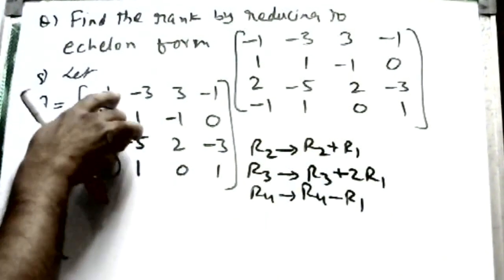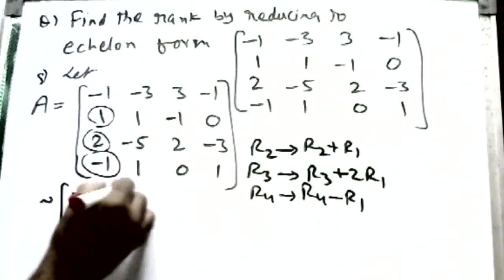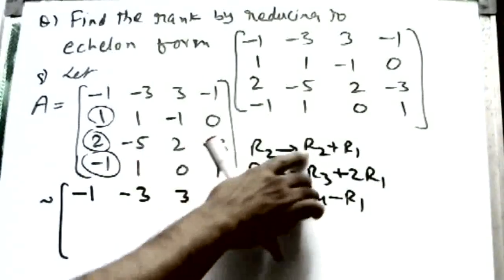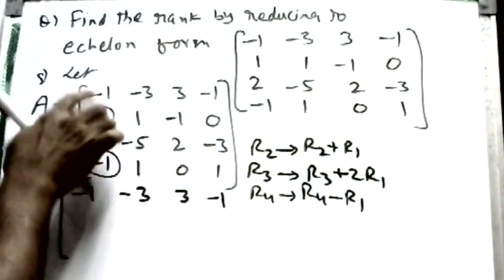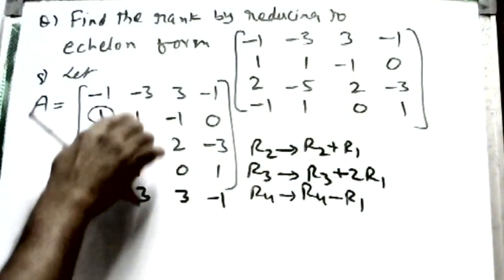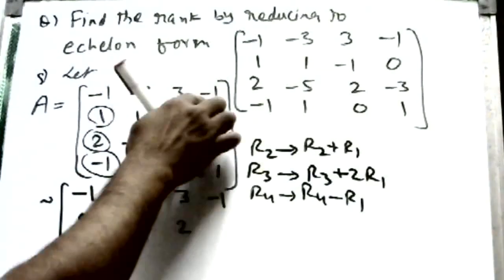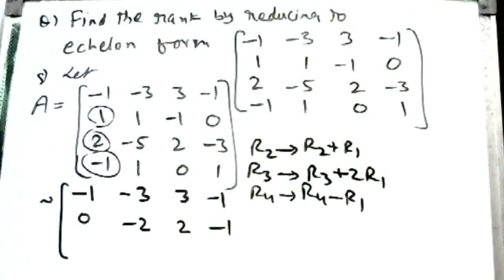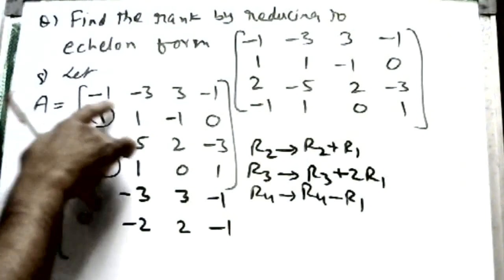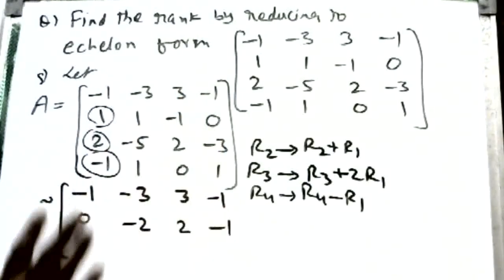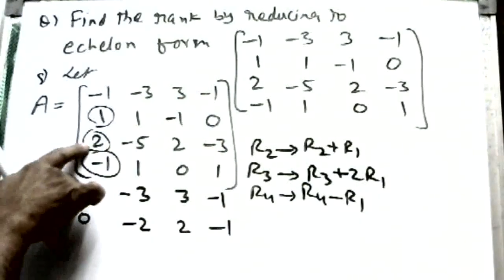Now what is the first step? R2 plus R1. We are not changing the first row: 1, minus 1, minus 3, 3, minus 1. Now R2 plus R1: 1 minus 1, 0. 1 minus 3, minus 2. 3 minus 1, 2. Minus 1 plus 1, 0, minus 3 plus 1, minus 2, 3 minus 1, 2, minus 1, 0, 0, minus 1.